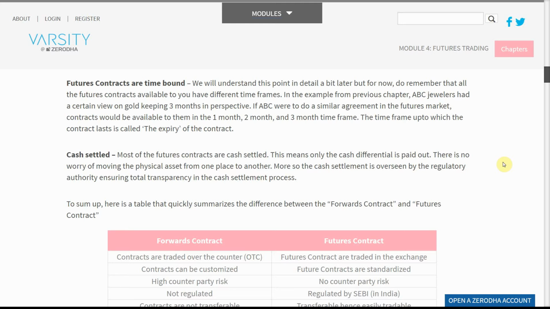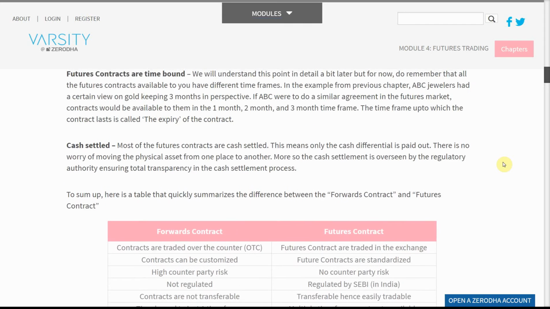Cash settled. Most of the futures contracts are cash settled. This means only the cash differential is paid out. There is no worry of moving the physical asset from one place to another. More so, the cash settlement is overseen by the regulatory authority, ensuring total transparency in the cash settlement process. To sum up, here is a table that quickly summarizes the difference between the forwards contract and futures contract.